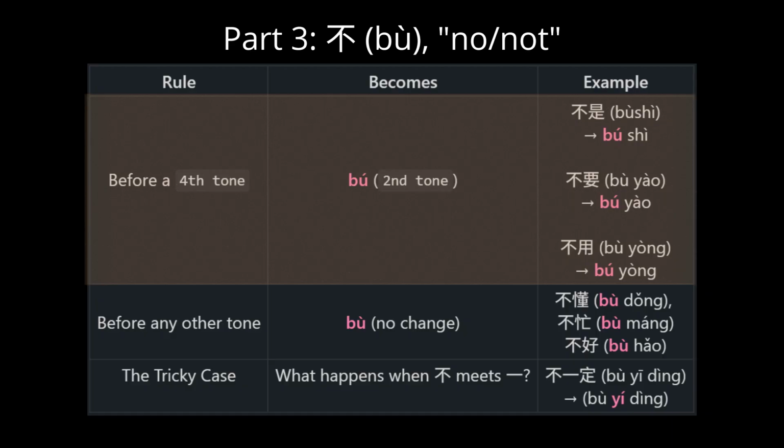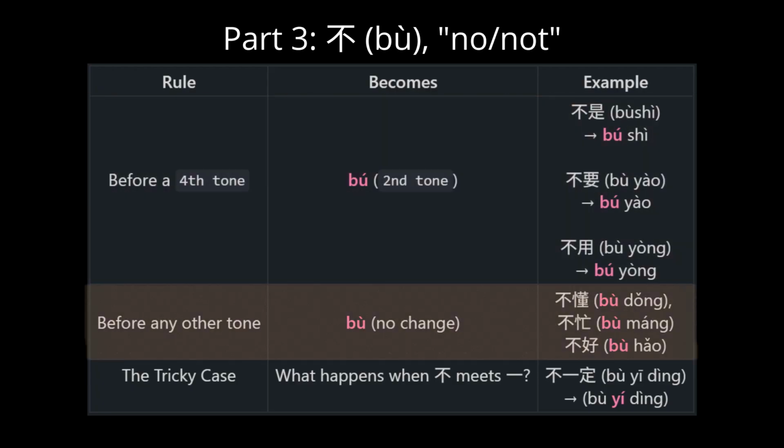Bu changes when it's followed by a fourth tone. It becomes a rising second tone, bu. You don't say 不是, you say 不是. You don't say 不要, you say 不要. You don't say 不用, you say 不用. Before any other tone, first, second, or third, it stays as 不, 不懂, 不忙, 不好.